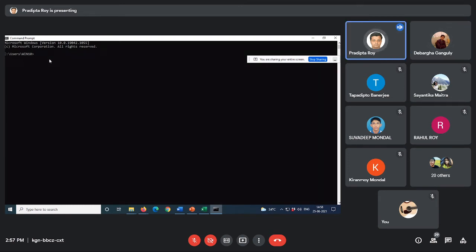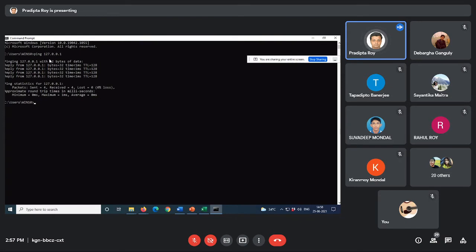Can you see this screen? Now I am giving this command: ping 127.0.0.1. Then I am pressing enter. So this is the output from the machine. Normally in Windows, 32 bytes of data is transmitted, and that 32 bytes of data is received by my LAN card.